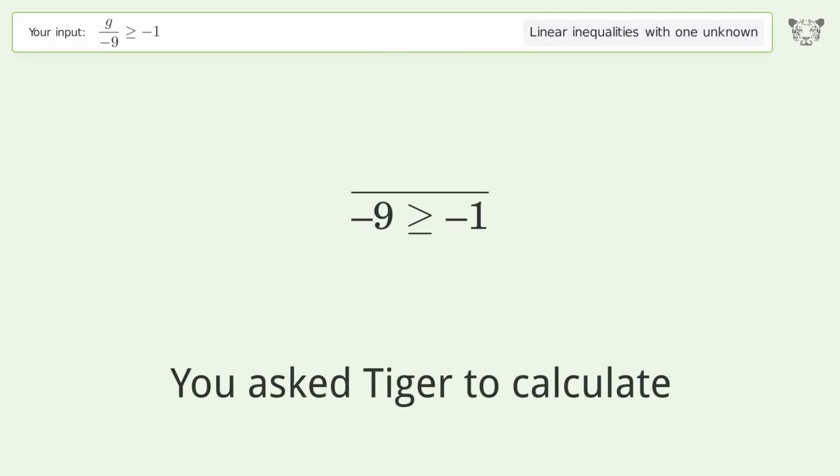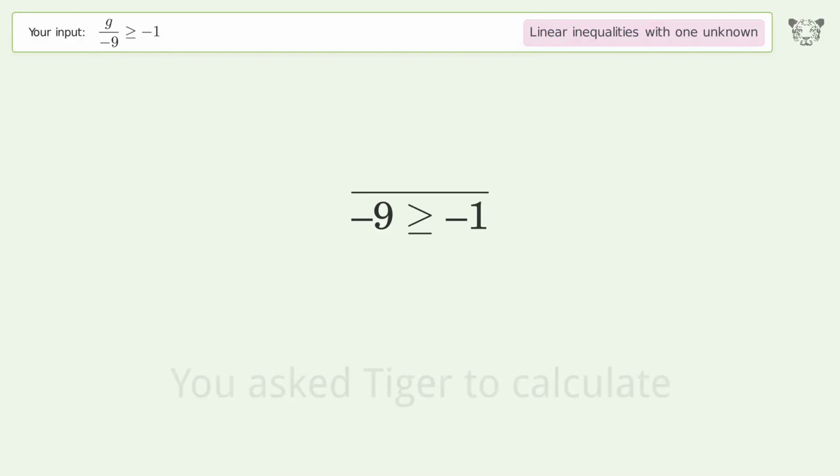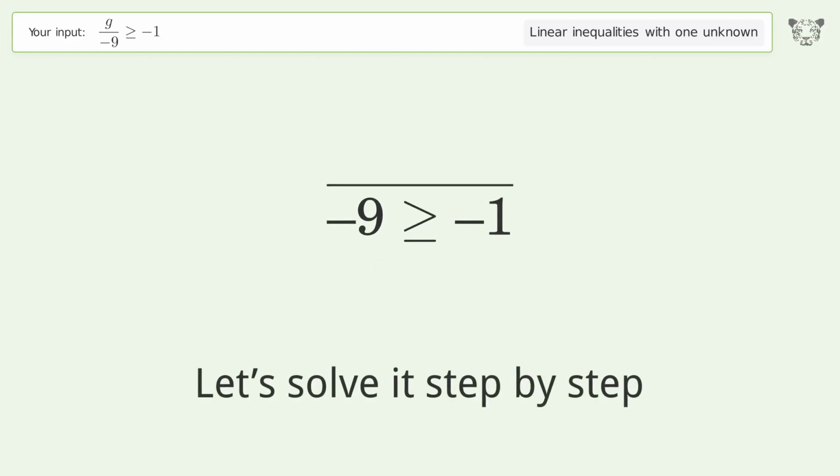You ask Tiger to calculate. This deals with linear inequalities with one unknown. The final result is g equal or smaller than 9. Let's solve it step by step.